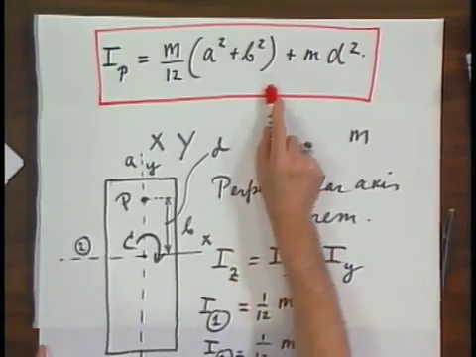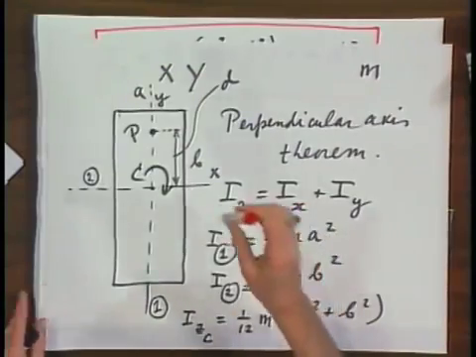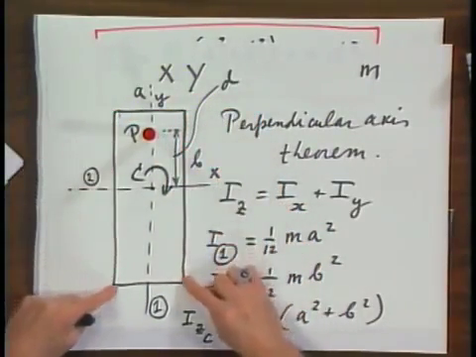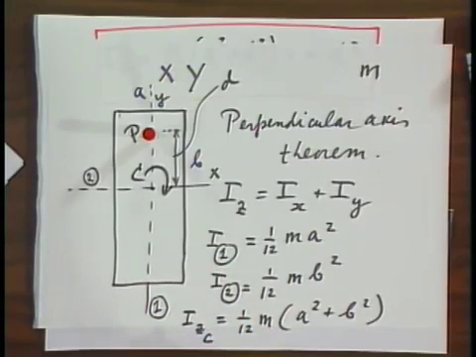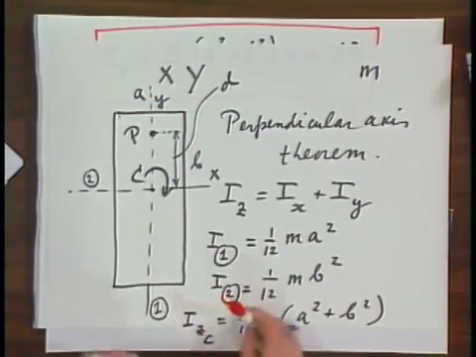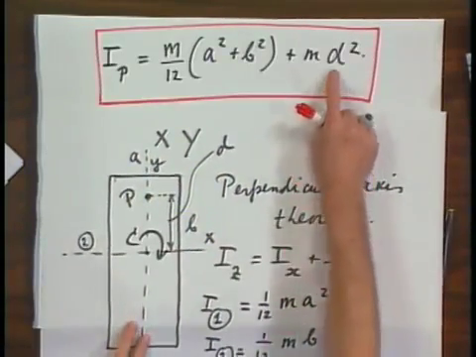So remember this, keep this in mind, that's the moment of inertia about an axis through P of this uniform flat sheet which has width a and length b, and the separation to the center of mass is d. That's the separation.